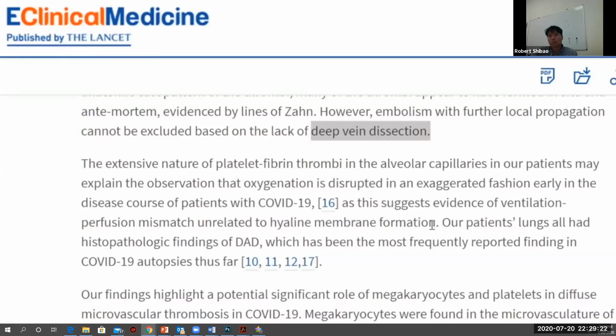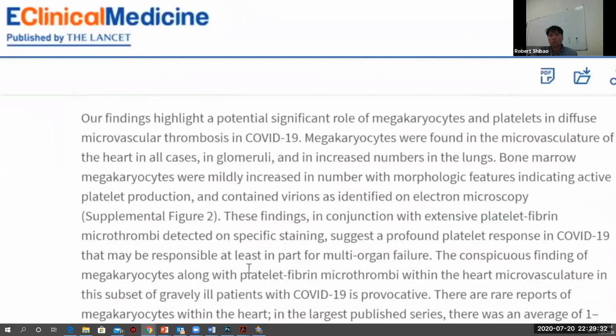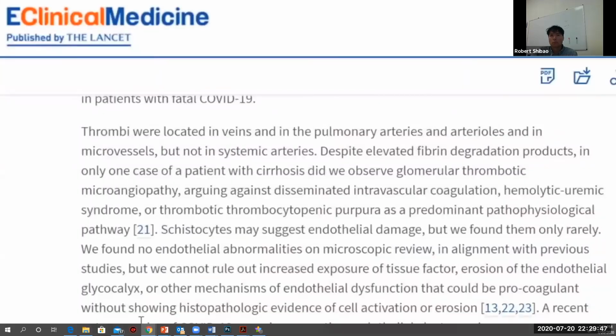They're thinking that maybe the oxygenation issues are related to these platelet fibrin thrombi. And that's what we've been saying now for a long time. They also go on to mention the interesting finding of megakaryocytes, both in the thrombi themselves, but also significantly elevated in the bone marrow. Now, here's the interesting paragraph.